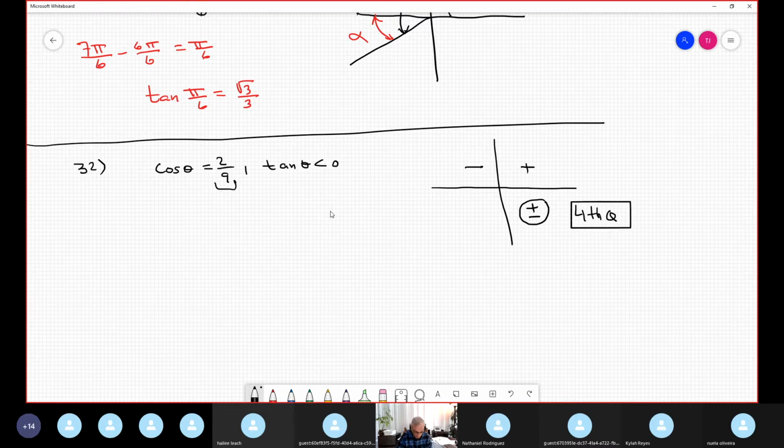Do you understand this or no? No. Okay, I see, Noela. Cosine is 2/9, positive, and I know that cosine is positive in the first quadrant and in the fourth quadrant, correct? Correct. On the other hand, tangent is negative, less than 0, and tangent is negative in the second quadrant and the fourth quadrant. The two conditions together, because this comma represents an intersection, give the fourth quadrant. And you indirectly determine that the angle theta is located in the fourth quadrant, correct?